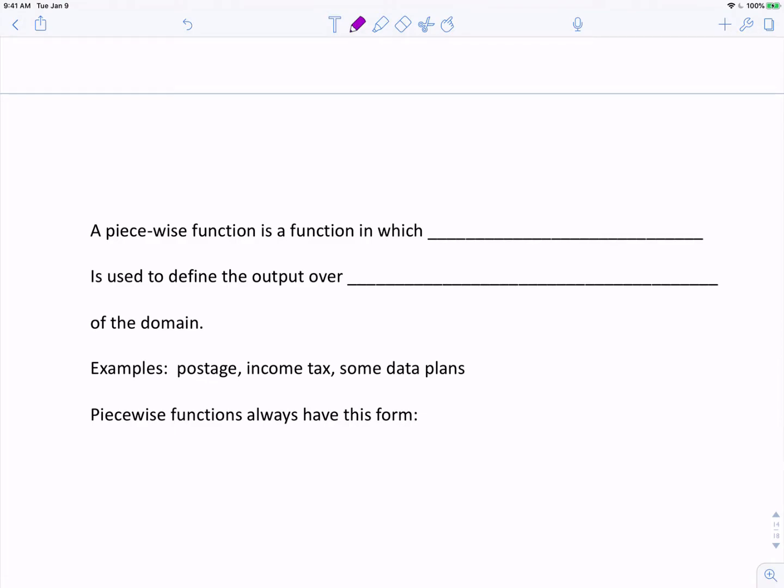A piecewise function is a function in which more than one formula is used to define the output over different pieces of the domain. And this type of function may be new to you. Sometimes the first time you encounter a piecewise function is in a pre-calculus class.